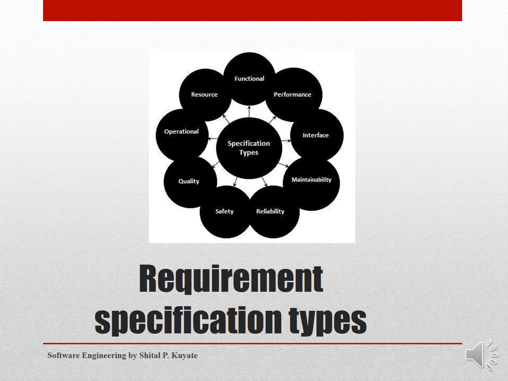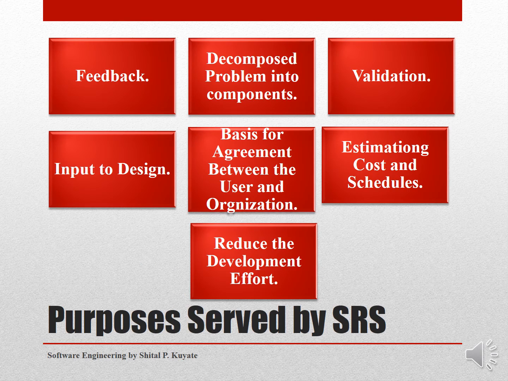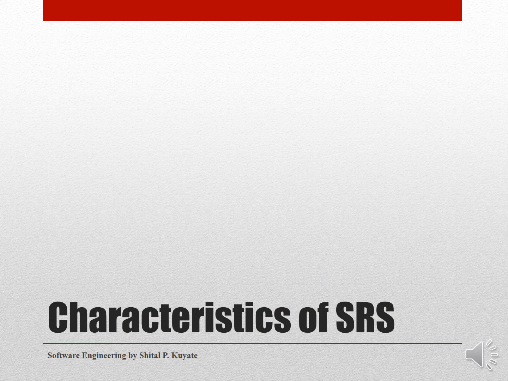Here are few of the requirement specification types, like functional requirement, performance, then interface, maintainability, reliability, safety, quality, operational, resources. All these are the different requirement specification types. Now, it's important to know the purposes served by SRS. Here are few of the characteristics of SRS.